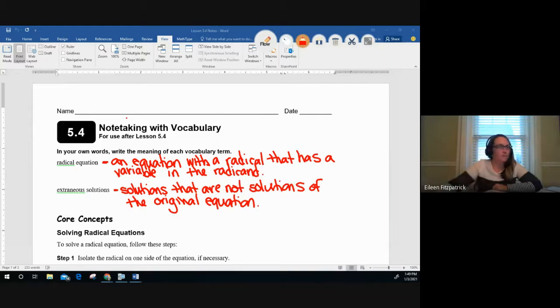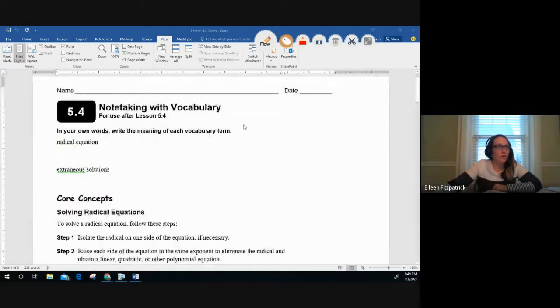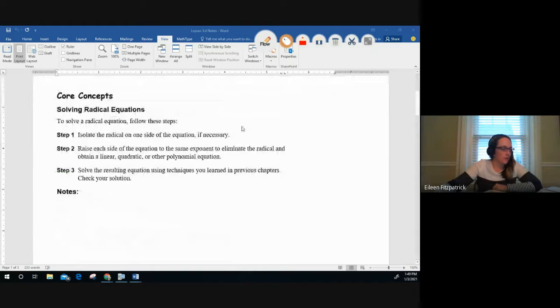Okay. So next, solving radical equations. So we have some steps. They have 3 steps written here. It says isolate the radical on one side of the equation if necessary. Then step 2 is raise each side of the equation to the same exponent to eliminate the radical and obtain a linear, quadratic, or other polynomial equation. So that means if the radical is like the square root, you're going to square both sides. If it's a cube root, you're going to take the cube of both sides. If it's a fourth root radical, you're going to raise both sides to the 4th power.